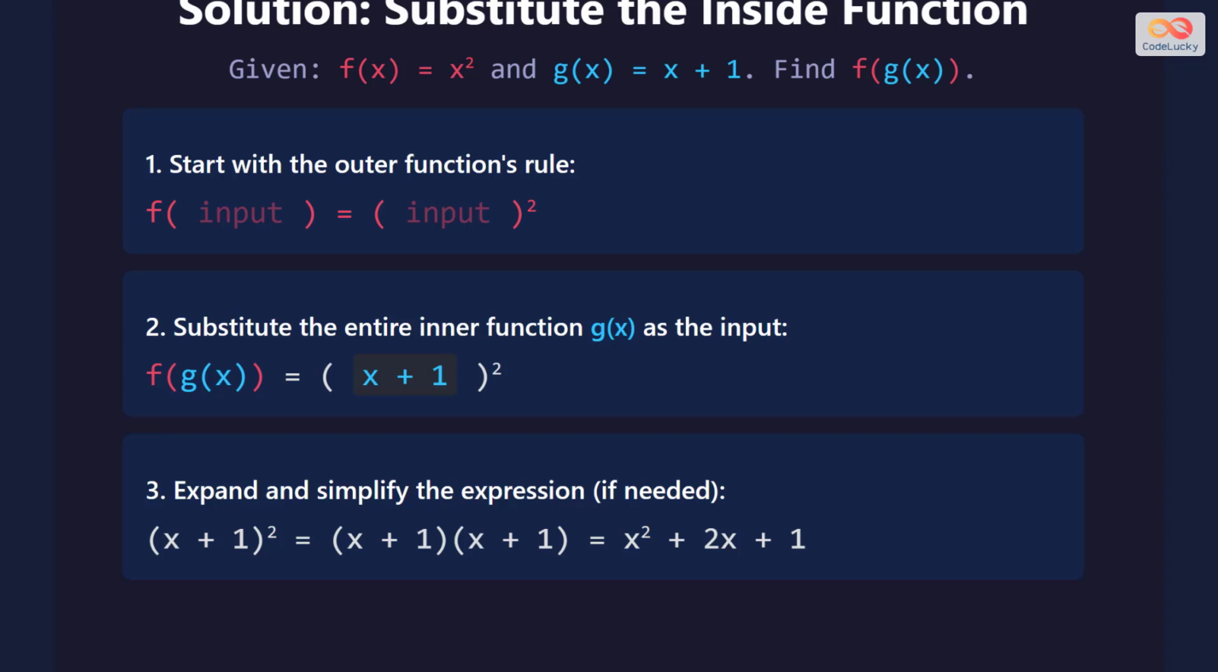To find the composite function, we start with the outer function, f, which squares its input. Then we substitute the entire inner function, g of x, into it. So, where we see x in the f function, we replace it with the entire rule for g of x, which is x plus 1. This gives us f of g of x equals the quantity x plus 1 squared. If we expand this, we get x squared plus 2x plus 1.